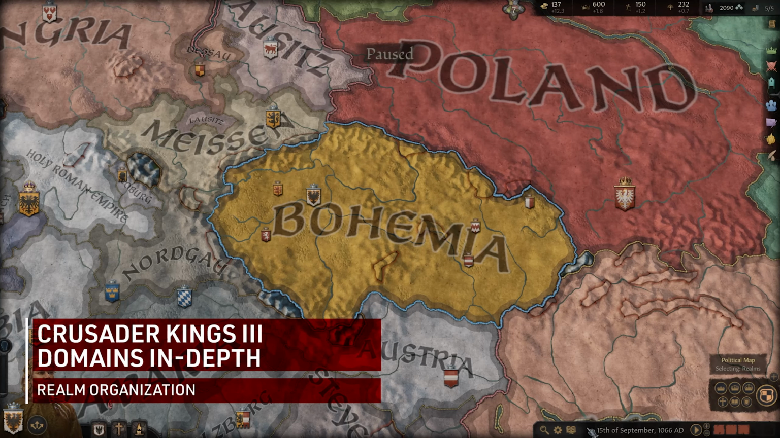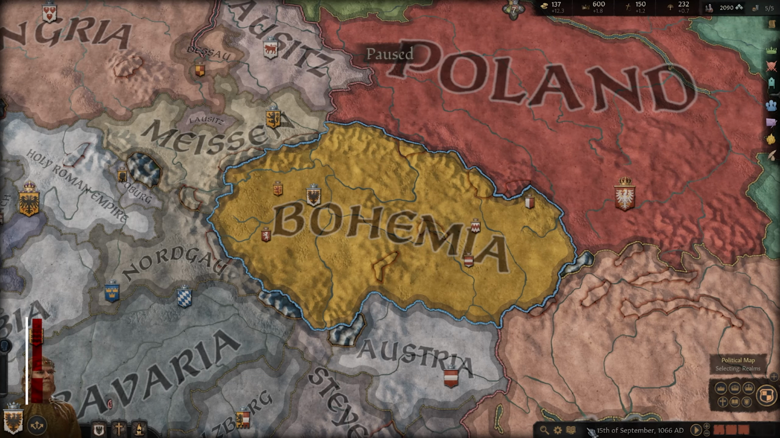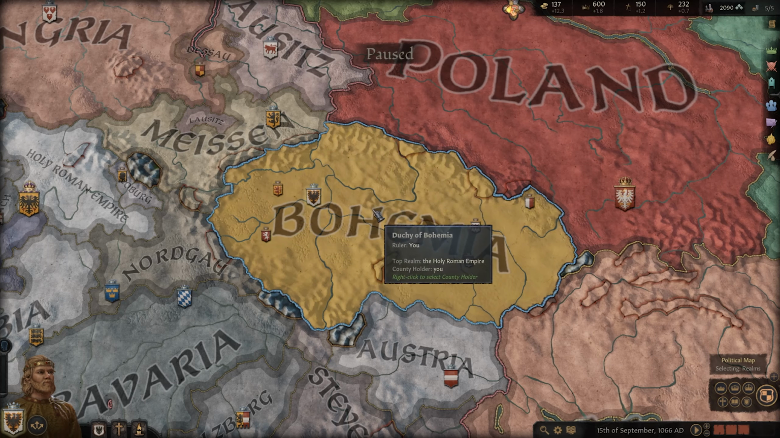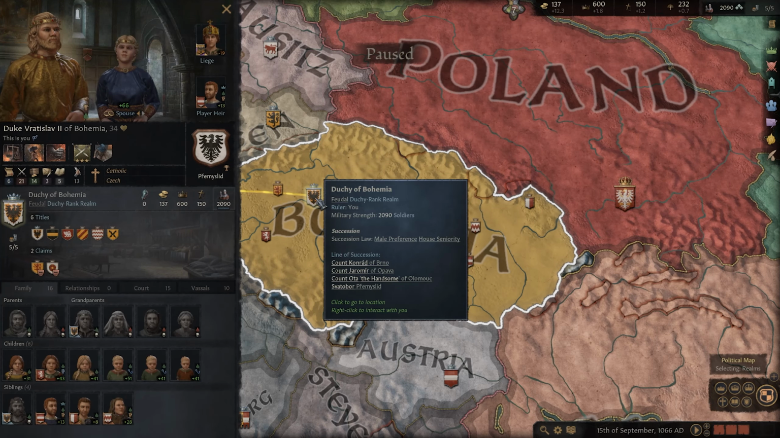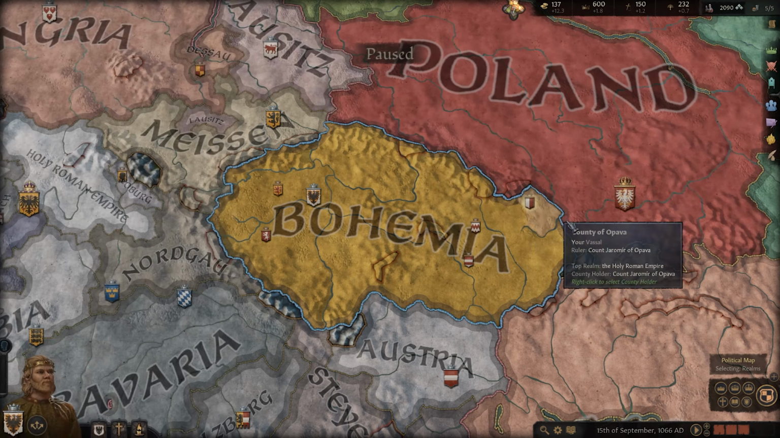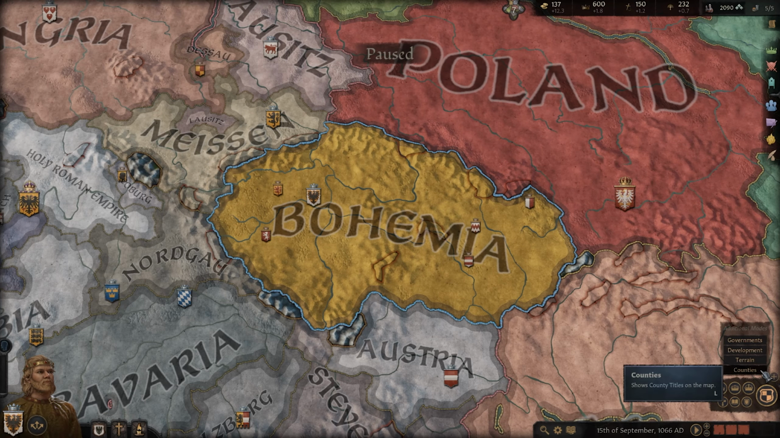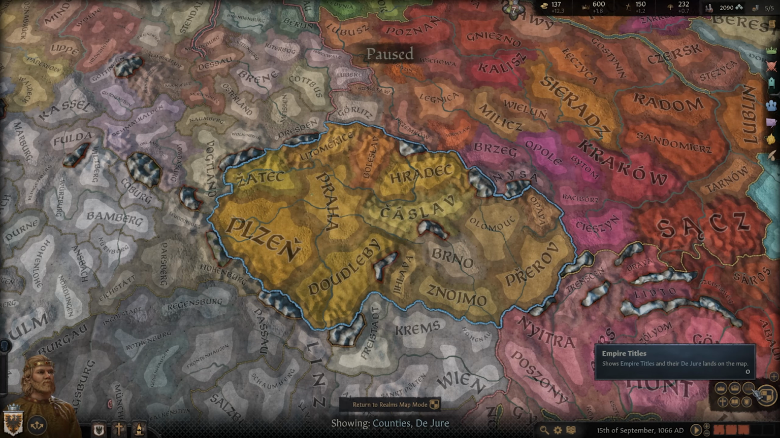Realm organization. To start things off, let's establish the difference between realm and domain. The realm, as any ruler, is the combined lands that they control directly and indirectly through vassals. This could be as small as owning a single county or as large as entire empires.